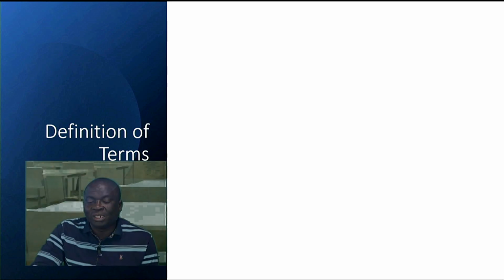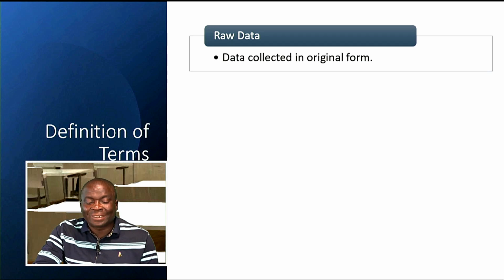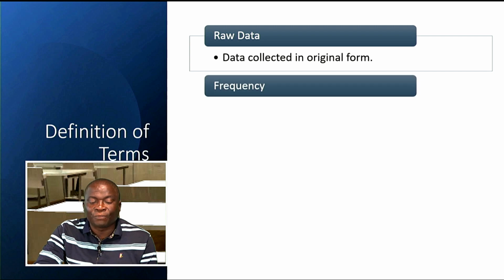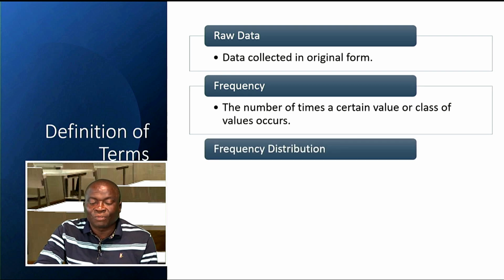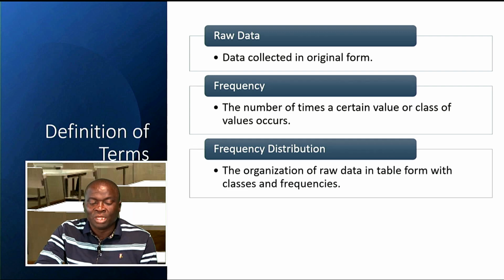The first one is what I call raw data: data collected in original form. The next one is frequency. Frequency is the number of times a certain value or class of values occur. The next one is frequency distribution: the organization of raw data in table form with classes and frequencies.